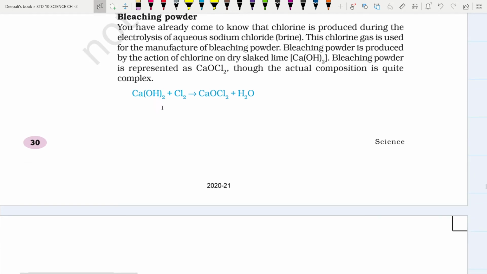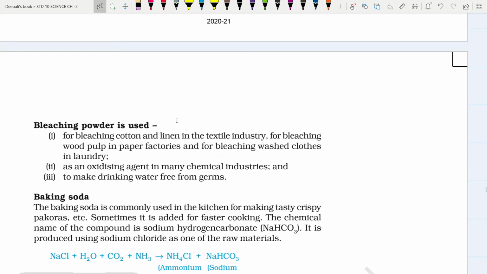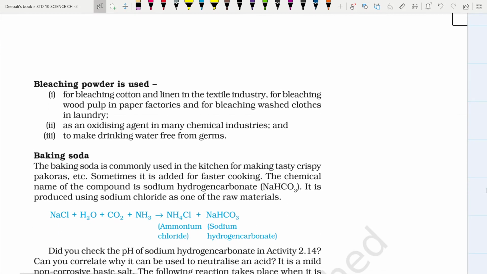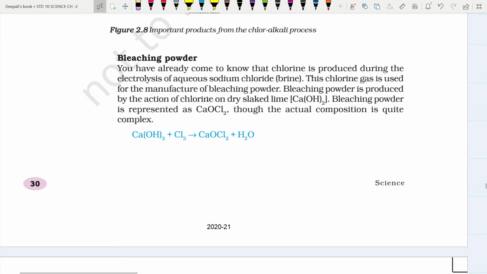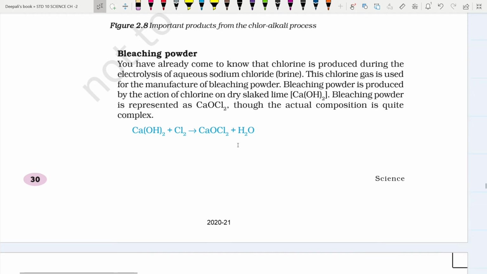So Ca(OH)2 plus Cl2 gives CaOCl2 plus H2O. Now let us see the uses of bleaching powder. So the reaction and the equation for making bleaching powder is very simple. When calcium hydroxide or slaked lime reacts with chlorine gas, it forms bleaching powder plus water.